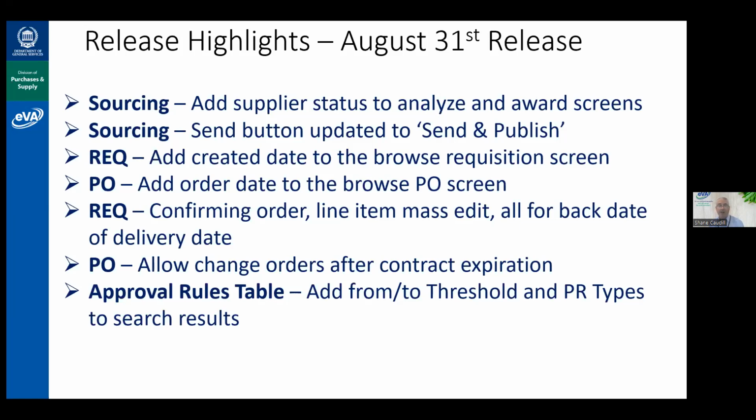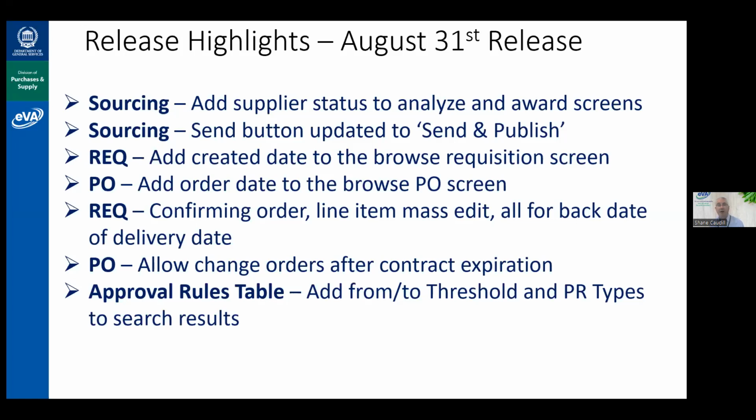In your requisitions for confirming orders, and when you're doing a line item mass edit on a confirming order, allowing you to backdate the delivery date there. Something else we did: purchase orders, allowing change orders on purchase orders after contract expiration dates. And part of our demo today, we're going to look at some contract stuff.